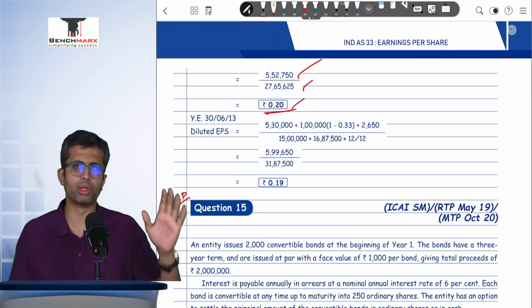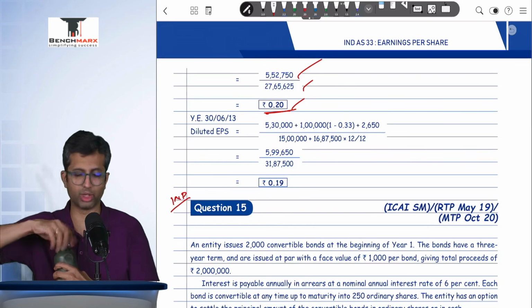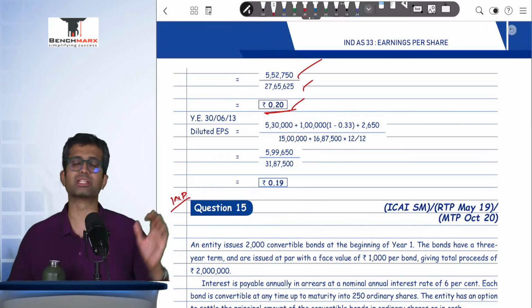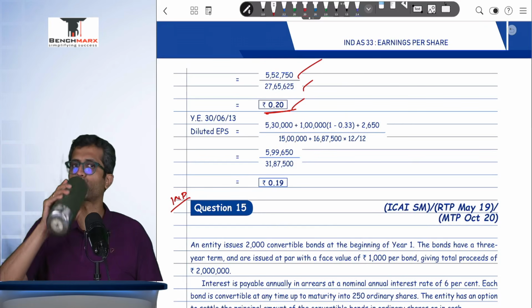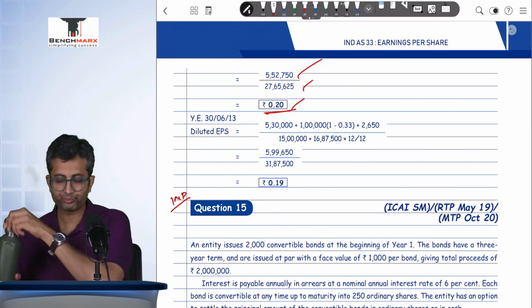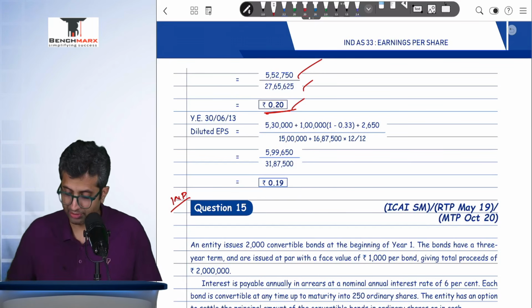The same logic will apply for the year 2013 as well, where you will add back interest of 1 lakh into 1 minus t plus 2650 of fair value losses. But in the denominator, the entire 1,687,500 will be added. Okay, so that takes care of question number 14. Next, you go to question number 15.